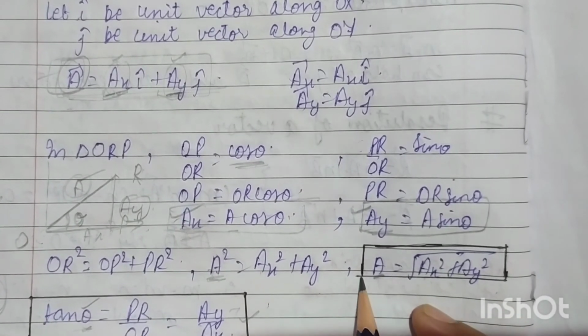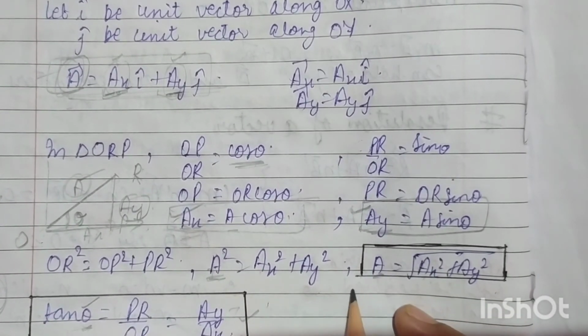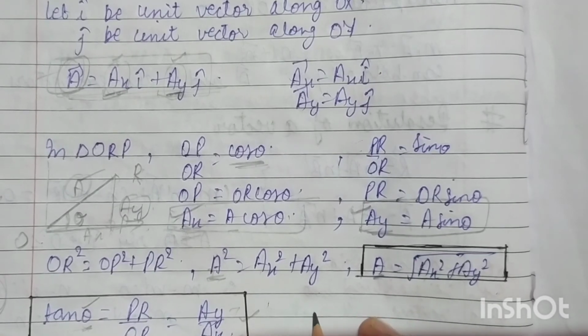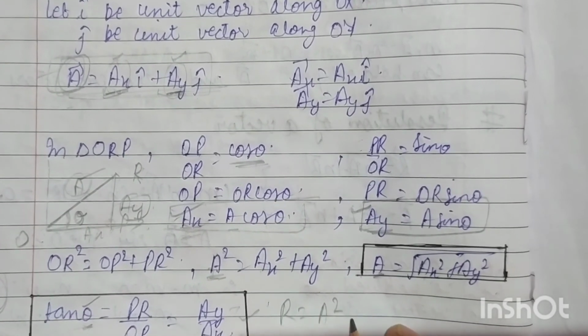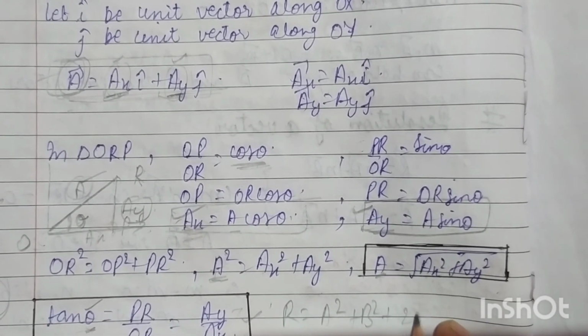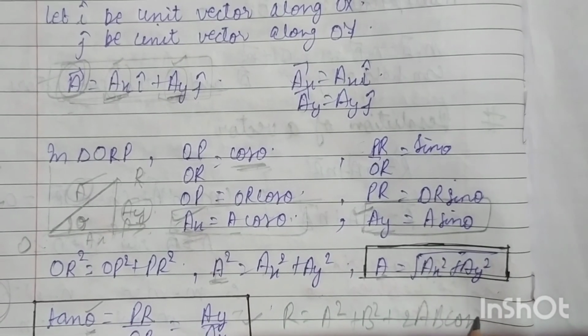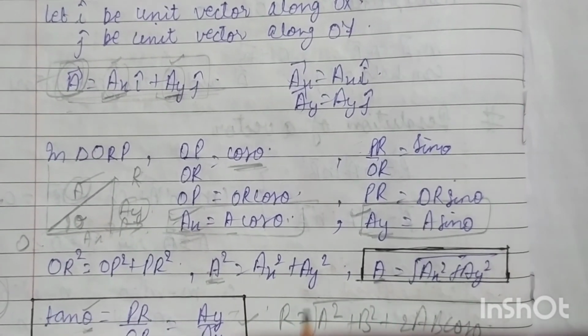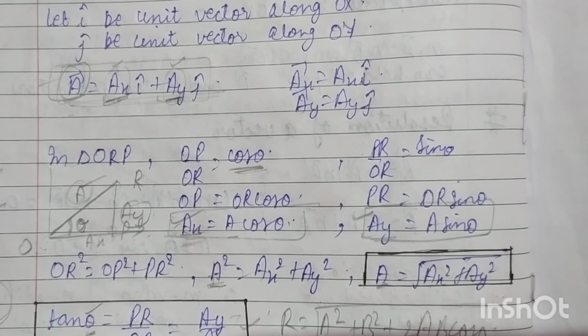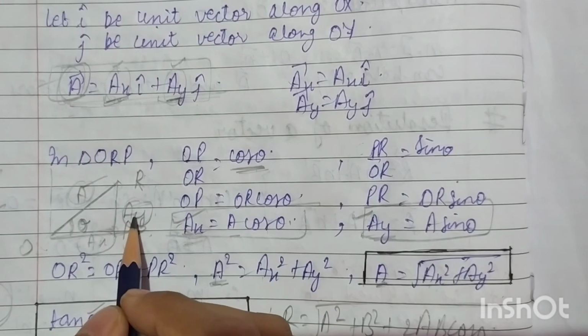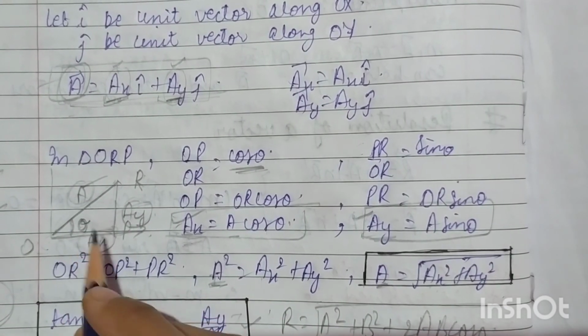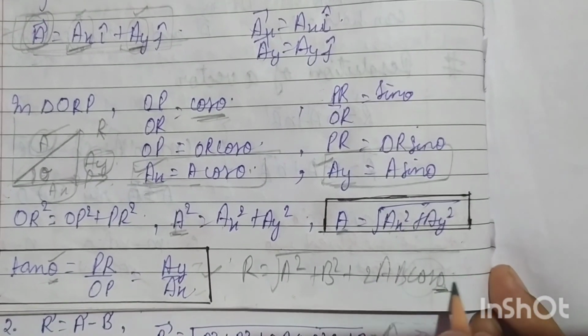From the addition of vectors, we have earlier studied that the resultant, if we are given two vectors A and B, is the square root of A square plus B square plus 2AB cos theta. Here theta is the angle between the two vectors. The two vectors here are AX and AY, and A is the resultant vector. The angle between the two vectors is 90 degrees, so cos 90 is 0, as we already know.